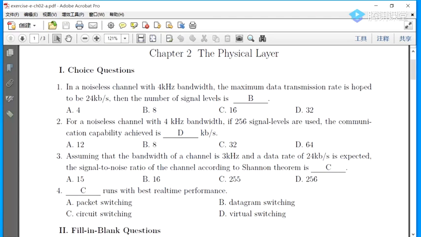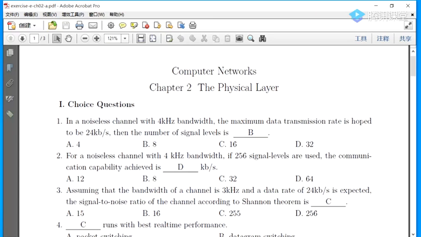I will review the answers for chapter 2. Okay. Question 6 for homework 2.